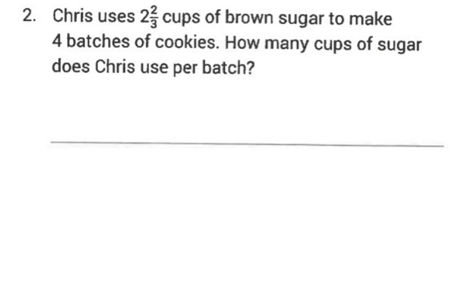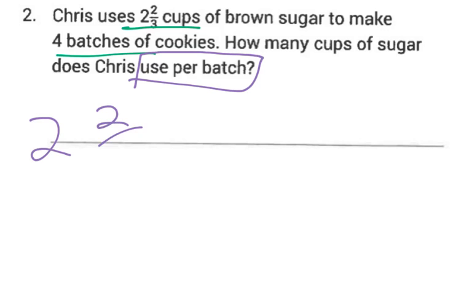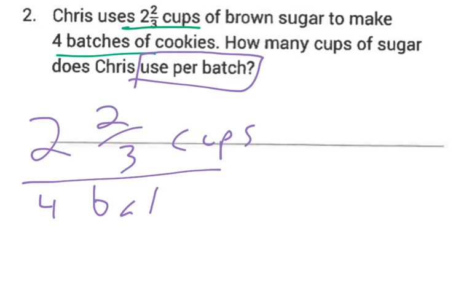All right, and then we got this last one. Chris uses 2 2/3 cups of brown sugar to make 4 batches of cookies. How many cups of sugar does Chris use per batch? So what do we know? I know he's using 2 2/3 cups for 4 batches. And they want to know what? How much he uses per batch. Basically, how much is he using for one batch?